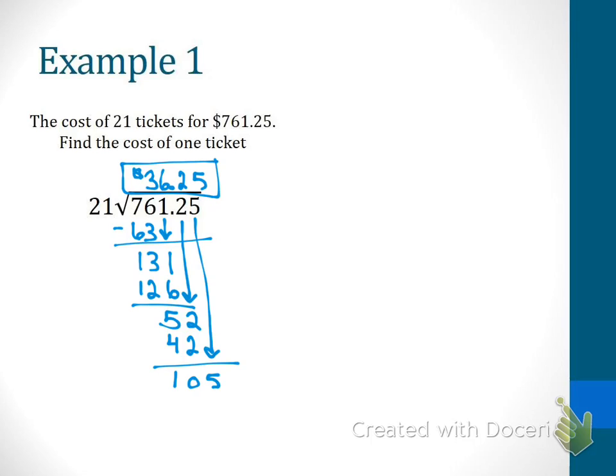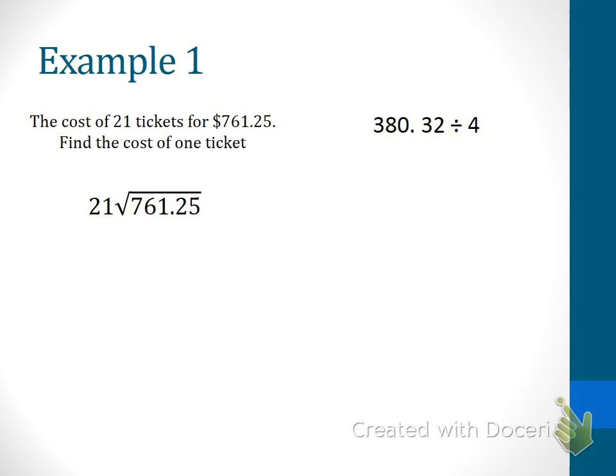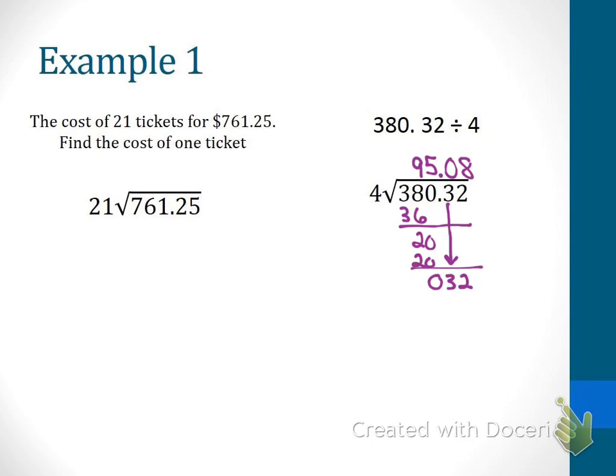All right, so now I want you to try one. That should say 380 and 32 hundredths. That extra space is a little typo in there. Divided by 4. All right, I want you to go ahead and solve this one. All right, so let's check. 95 and 8 hundredths. Did you?